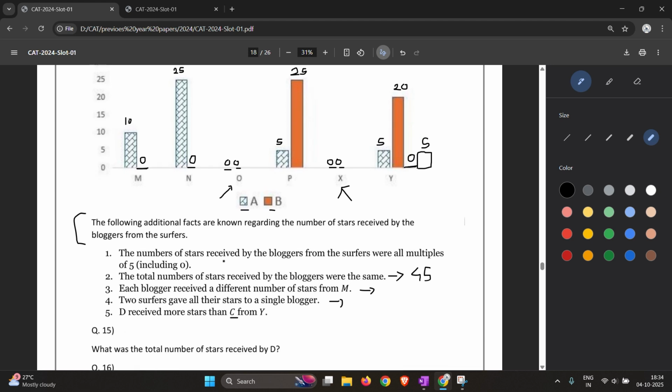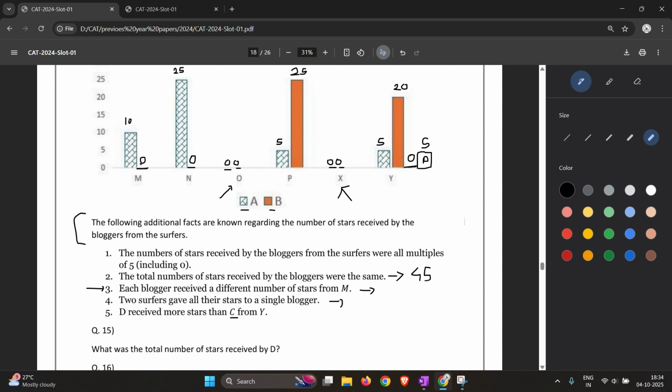And using this information, we can also now use the third clue much better, because now we know that this is for D. Let's write it over here. Since we now know that D has received 5 stars already and he would receive 30 from either O or X, we don't know whom, but it does not matter. So he is going to get 35 stars in total. To get to 45, he needs 10 more stars.